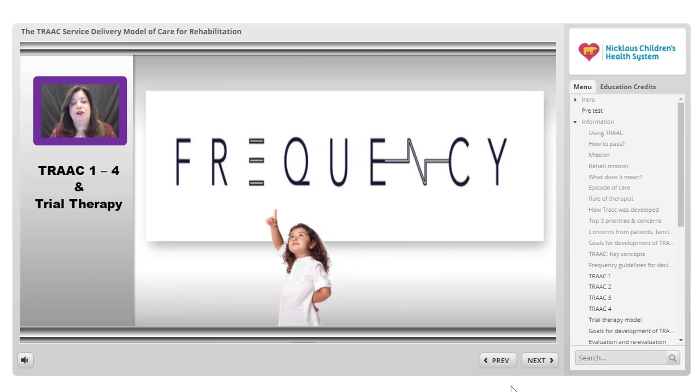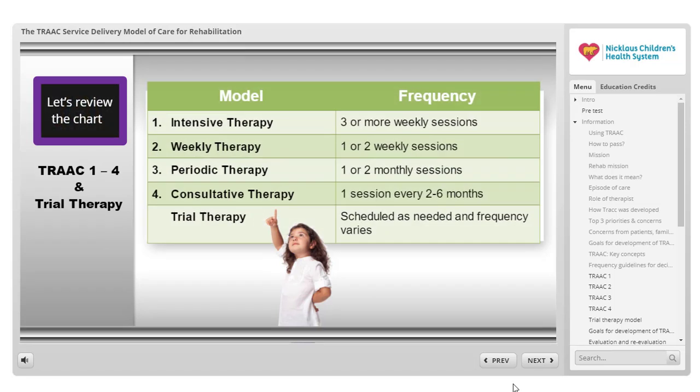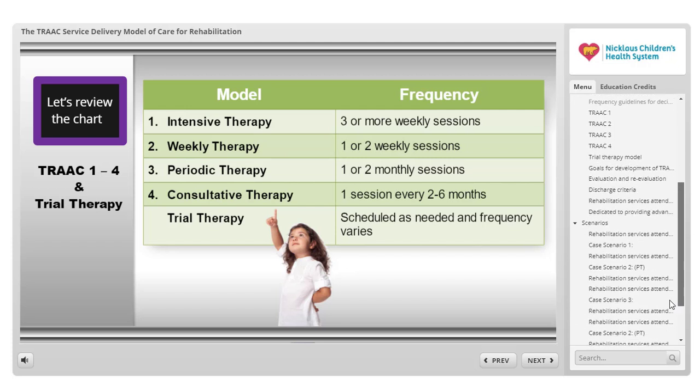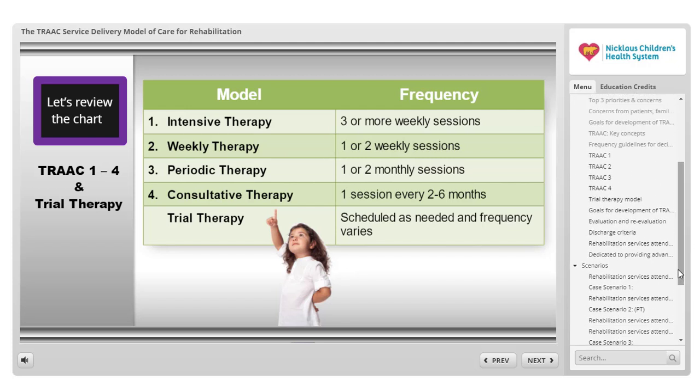In this slide, we're going to learn about the 4 models of therapy and their frequency. TRACC 1 is intensive therapy. The frequency is 3 or more weekly sessions. TRACC 2 is weekly therapy, and its frequency is 1 or 2 weekly sessions. TRACC 3, periodic therapy, is 1 or 2 monthly sessions. TRACC 4, consultative therapy, is 1 session every 2 to 6 months. We also have trial therapy. Trial therapy is scheduled as needed and the frequency varies.